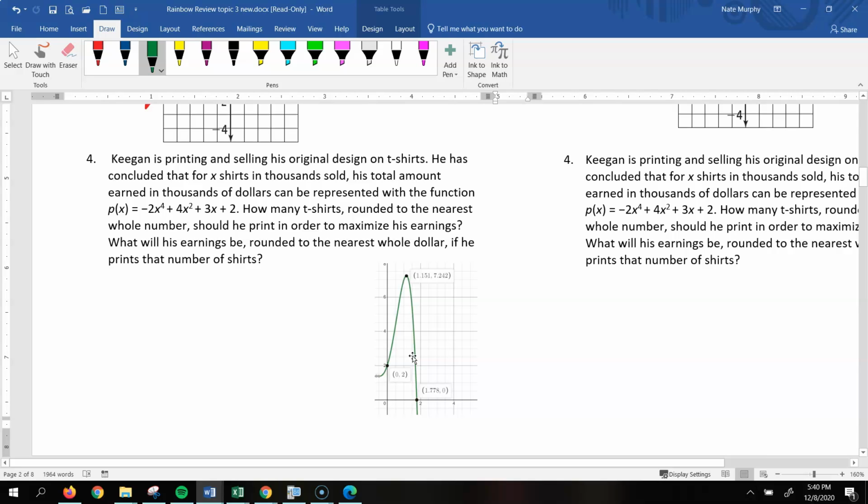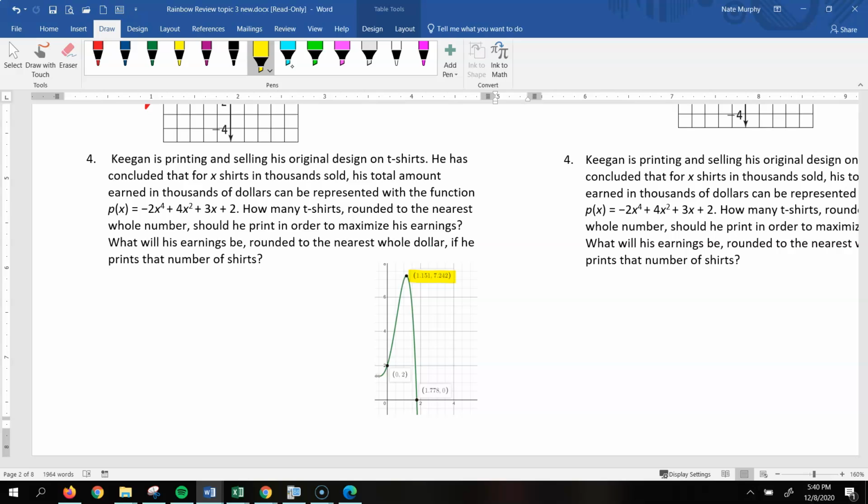And so the key here, though, is it's asking how many t-shirts, rounded to the nearest whole number, would he print in order to maximize his earnings? And what will his earnings be, rounded to the nearest whole dollar, if he prints that number of t-shirts? So when we look at this graph, I can see there that that is the highest point that the graph reaches.